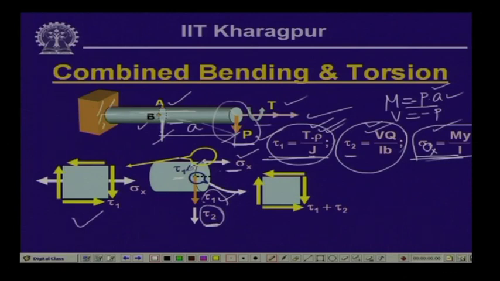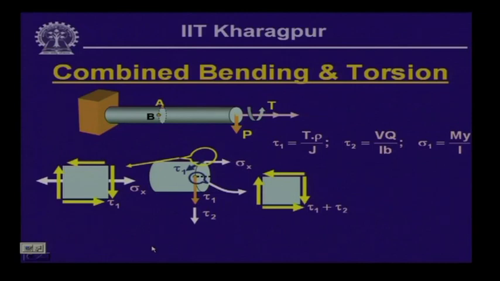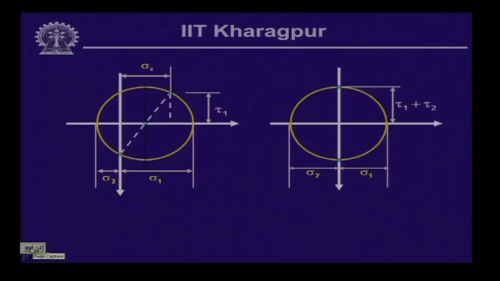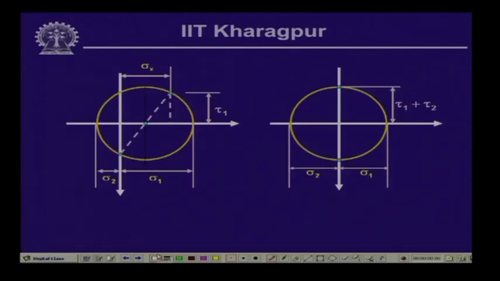So if we combine these two together, tau 1 and tau 2, I have shown in general as tau 1 plus tau 2, but depending on the signs it will have its value. So you will get a resulting shearing stress at this particular section, and you will not have any normal stress. So these are the two situations that we get corresponding to A and B, and if we plot these stresses in the Mohr circle, then you get the situations in this form.